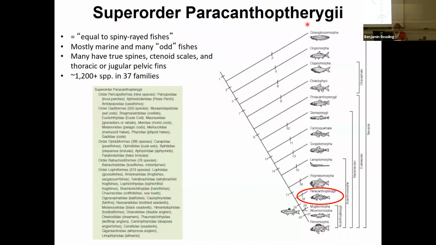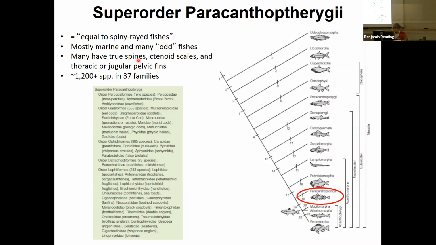Now, this Paracanthopterygia means spiny rayed fishes. So these are mostly marine. There's not a lot of freshwater fish in this group. And odd, and I say odd because these are fishes like the anglerfish. So very kind of odd fishes.